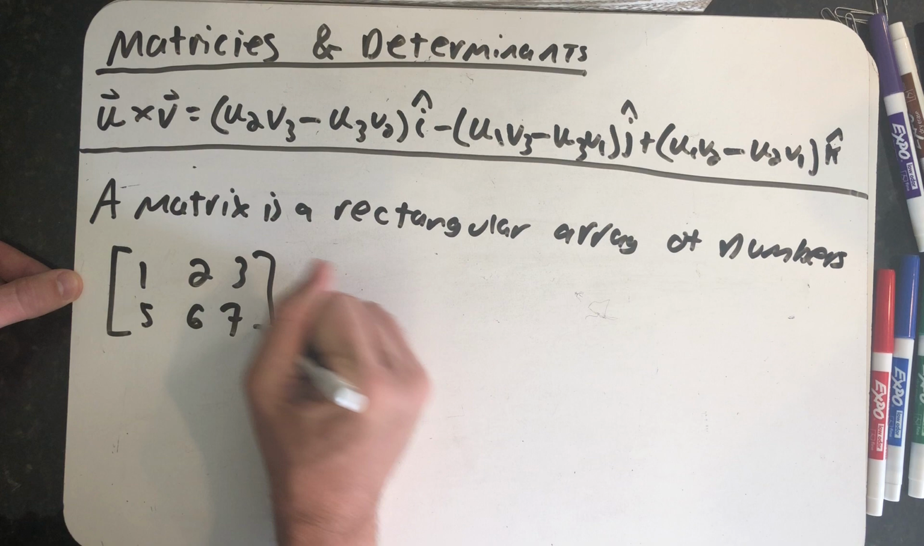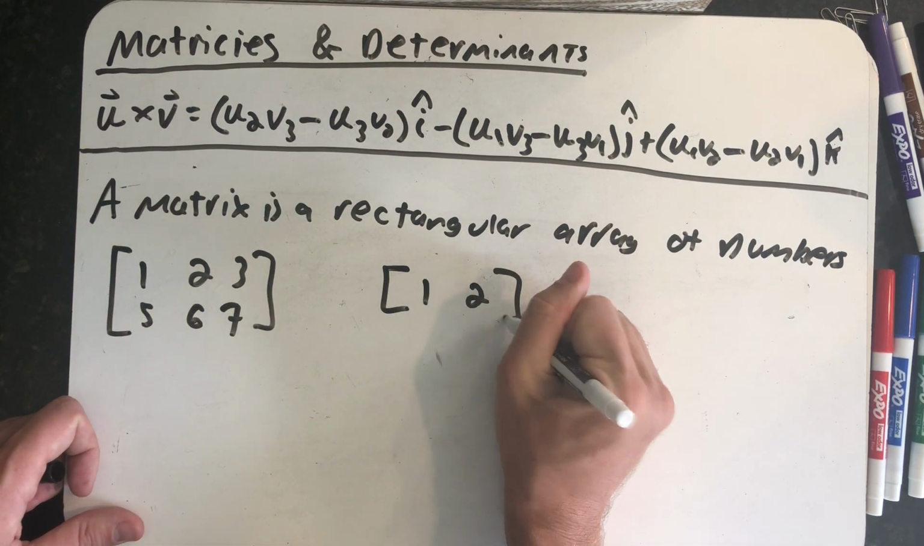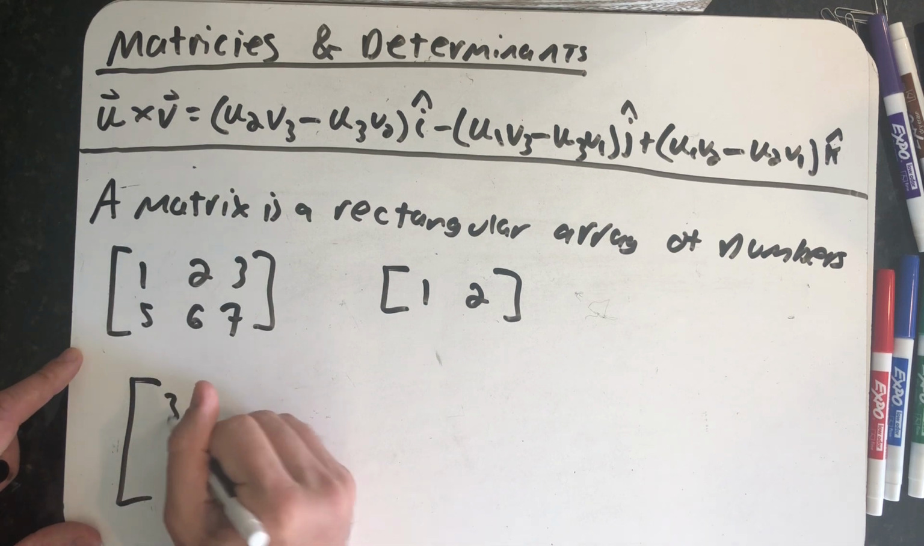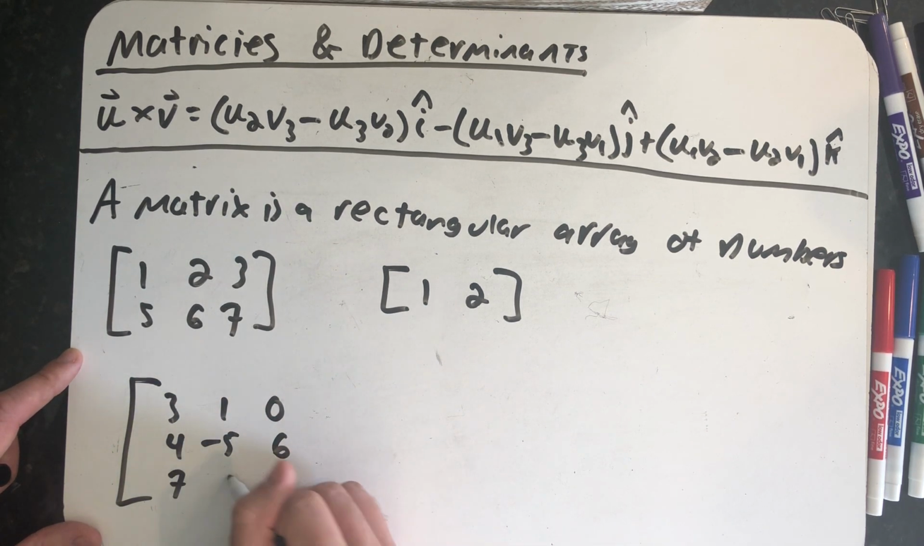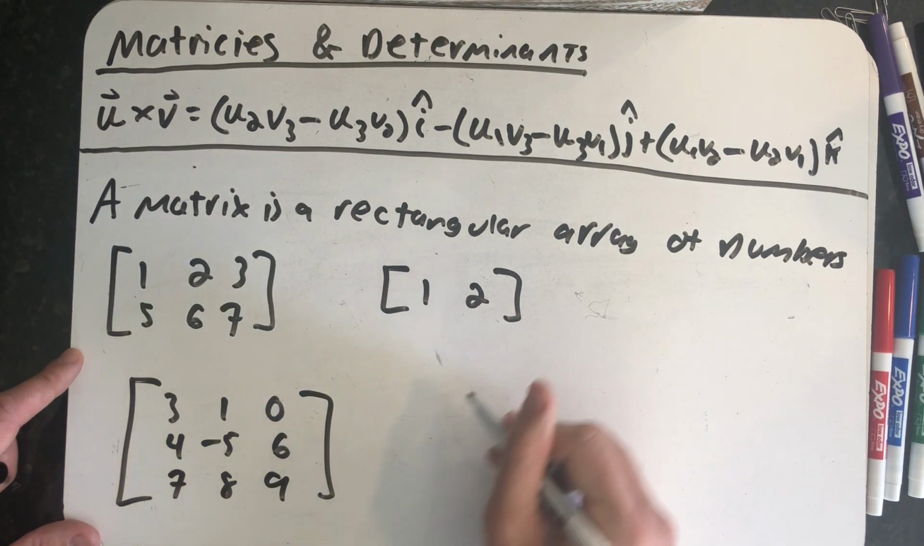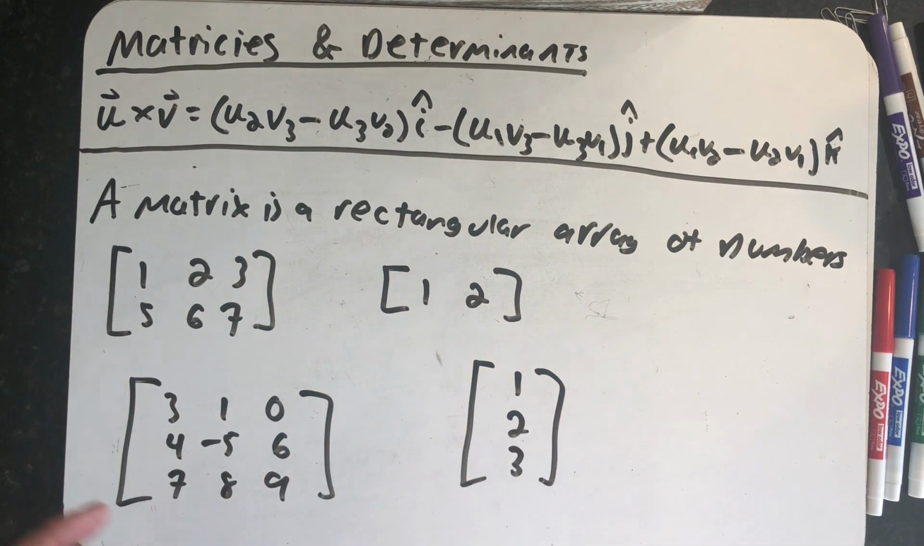So I'm just going to write down a whole bunch of matrices. And we'll talk about them. So when I say a rectangular array of numbers, I mean something like these. There's some number of rows and so many columns.